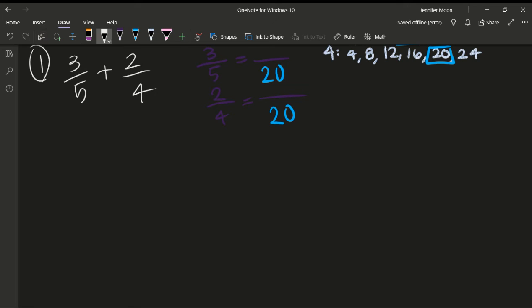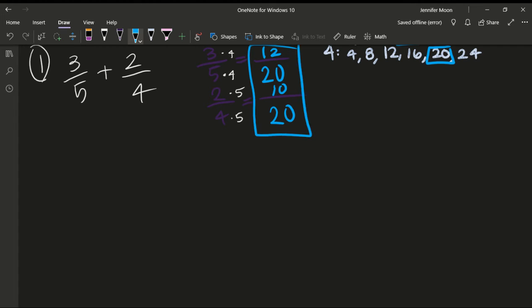So let's look at this mathematically. What did I do to 5 in this denominator to get to 20? Well, I multiplied it by 4, right? What you do to the bottom, you have to do to the top. 3 times 4 is 12. And what did I do to this 4? I multiplied it by 5. What you do to the bottom, you have to do to the top. 2 times 5 is 10.